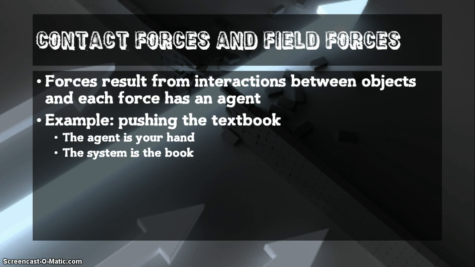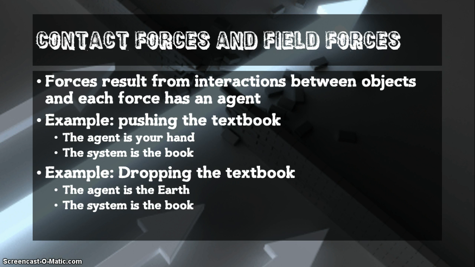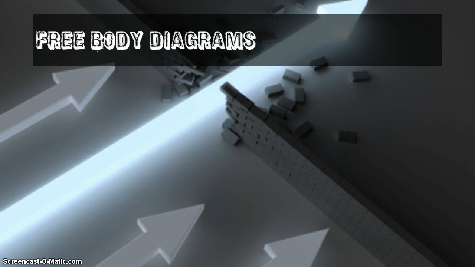So pushing the book, the agent is obviously your hand doing the force, and the system that is being acted upon is the book. If you were to drop the textbook, in that case you're not putting a force on the textbook, only the Earth is. So the agent is the Earth and the system is the book when we're talking about the force that gravity pulls down. Notice that when you're pushing the textbook, the force of gravity is still acting on that as well, but we were just comparing a contact force to a field force.